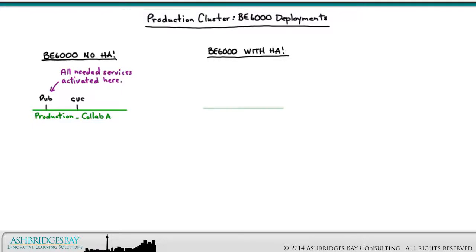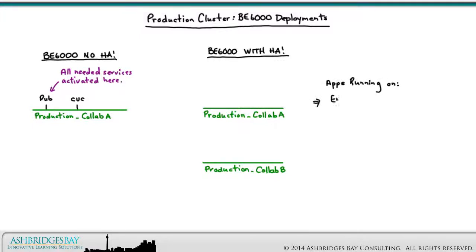If we have HA, we'll need both the Production Collab A and Production Collab B VLANs. Apps on the Production Collab A VLAN will be on our first BE6000 Enterprise 20 BE6KA. Our ESXi host corresponding to this server will be Enterprise 20 ESXi-A. Our CUCM publisher will go on Collab A. We'll put our Unity connection subscriber CUC2 on this VLAN as well.